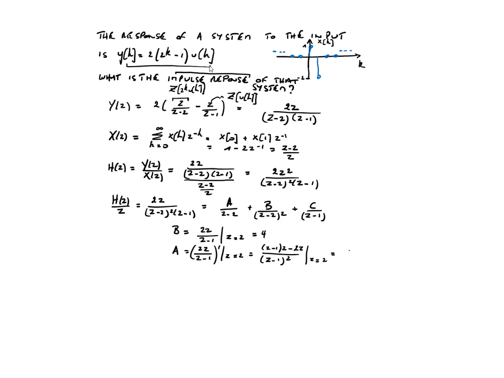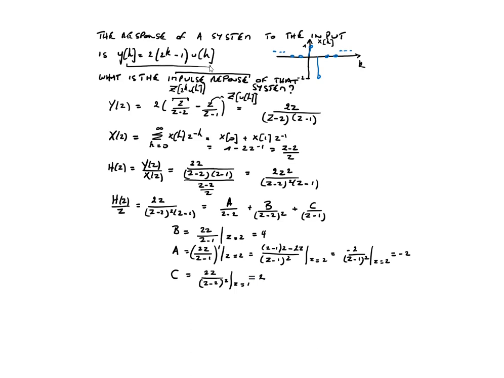minus 2 over (z minus 1) squared evaluated at z equal to 2, so that's a minus 2 over here. And c, it's 2z over (z minus 2) squared evaluated at z equal to 1, so that's a 2, right?